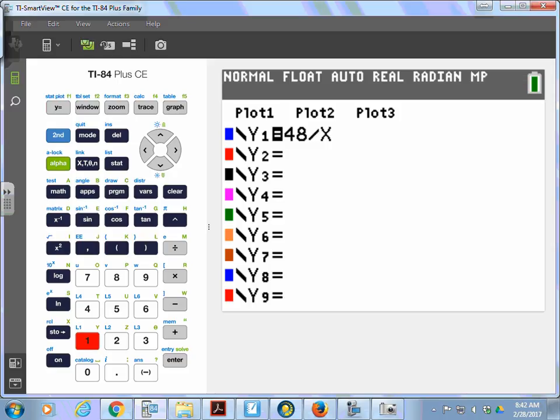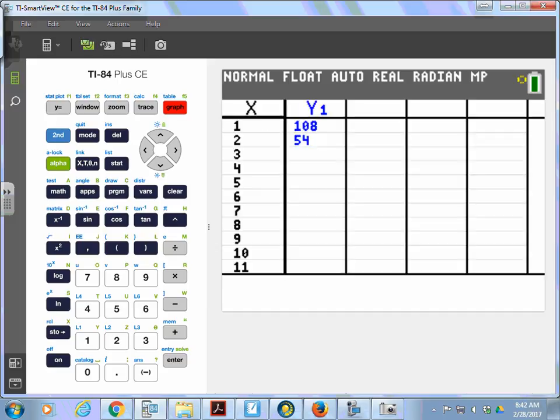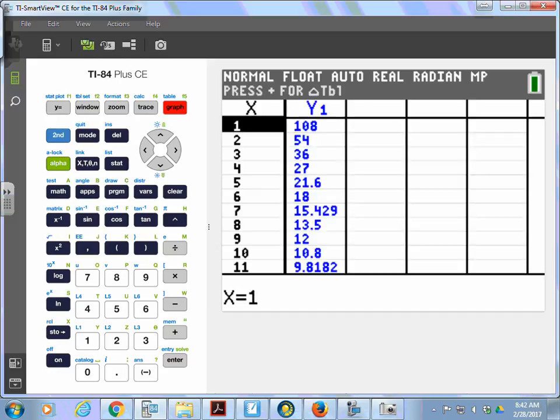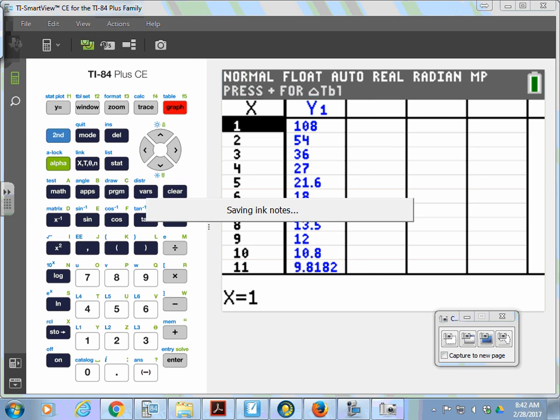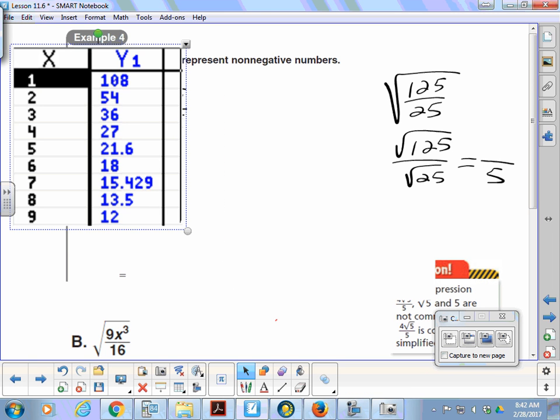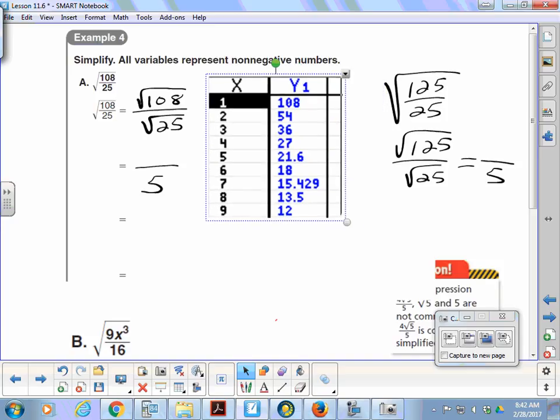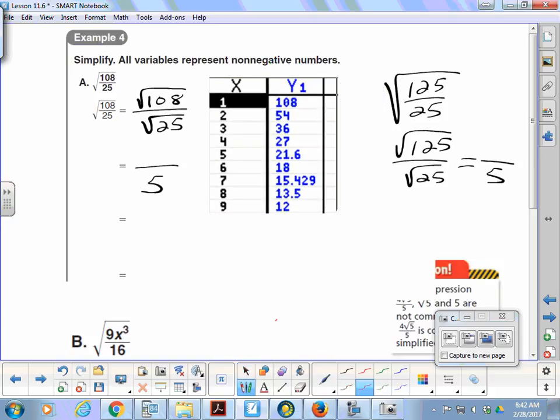108 divided by x. Go to my table. So here's my list. Now when you look at your list here, all I need to look at is the numbers to where these are about the same. Because once they get to be the same, then it's just going to go back and give me those same numbers again. The next thing I'm going to see is 12 and 9.